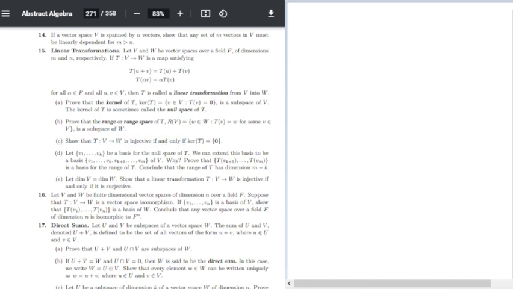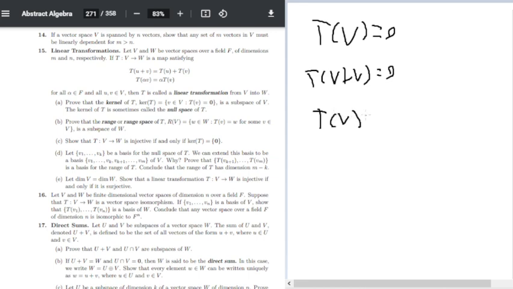Show that T is injective if and only if the kernel of T is equal to 0. So if the kernel of T is not equal to 0, there's some vector V in it that's not equal to 0. Alright, let's write this. So first, if T of V is equal to 0, then T of V plus W is equal to T of W, which implies that if V is not equal to 0, T is not injective.